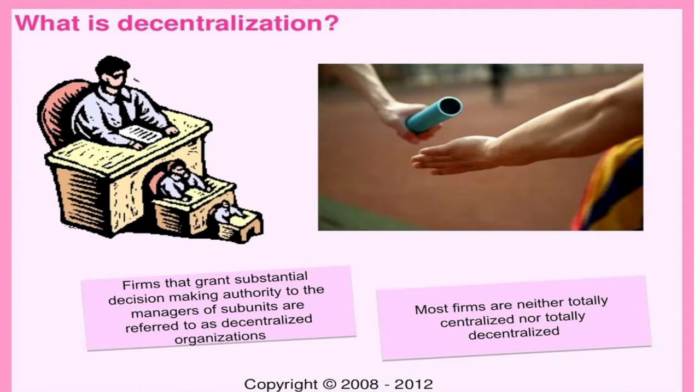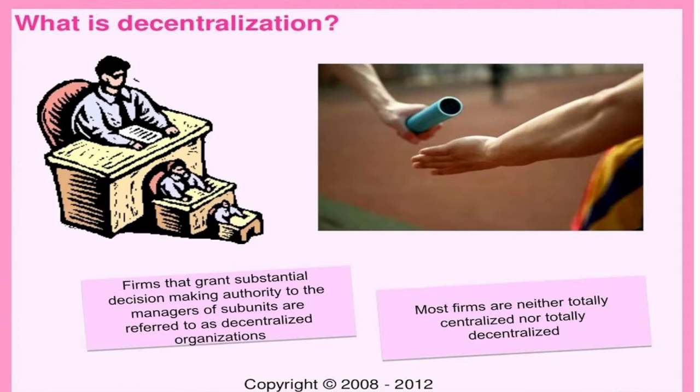A person is appointed in charge of decision making, and the centralized powers are extended to the next levels for decision-making purposes. Most firms are neither totally centralized nor totally decentralized. Even in a decentralized structure, there are some limits on decision making.